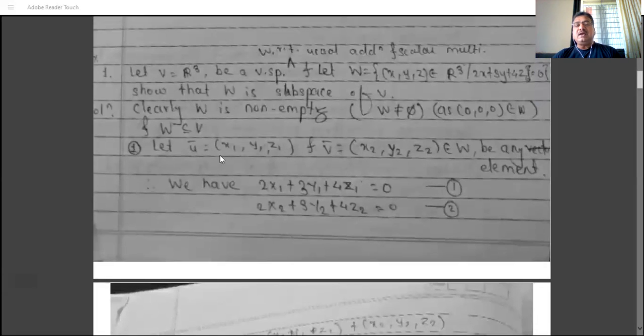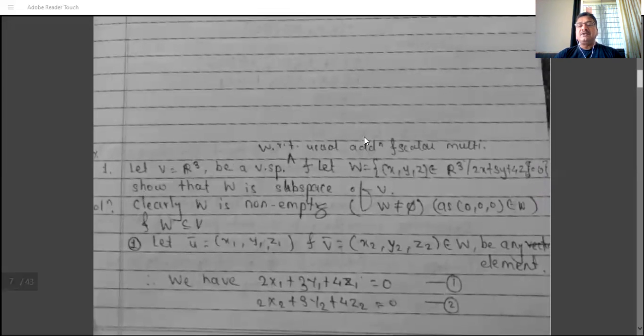Since (x1, y1, z1) is an element of W, what do we have? 2x1 plus 3y1 plus 4z1 is equal to 0, because u bar is an element of W, which means this element satisfies this condition. Also, (x2, y2, z2) is an element of W, and therefore it satisfies this condition: 2x2 plus 3y2 plus 4z2 is equal to 0. Call these equations 1 and 2.